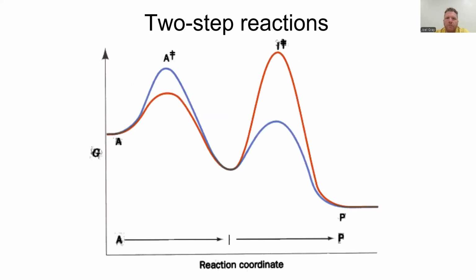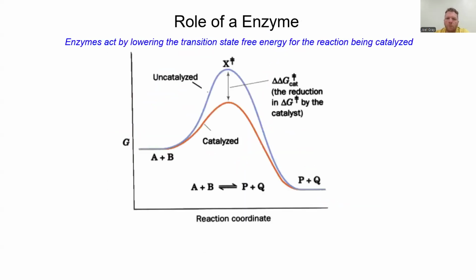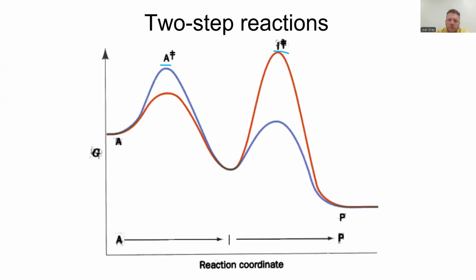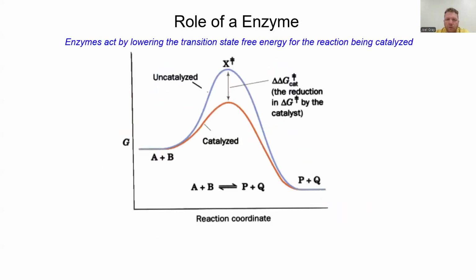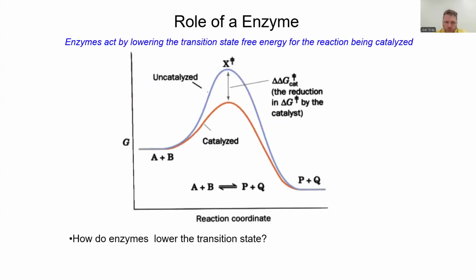rate limiting step. Here's an example of a 2-step reaction where we have our 2 steps represented by A double dagger and I double dagger. Those are our 2 intermediates, this and this respectively. Now, these 2 lines, sorry, I'm going to bounce back and forth a little bit. These 2 lines represent our catalyzed and uncatalyzed steps.